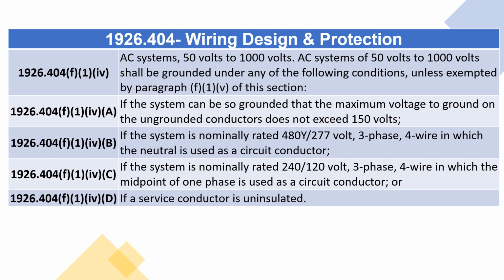1926.404(f)(1)(iv) AC systems 50 volts to 1000 volts. AC systems of 50 volts to 1000 volts shall be grounded under any of the following conditions, unless exempted by paragraph (f)(1)(v) of this section. 1926.404(f)(1)(iv)(A) through (D): If the system can be so grounded that the maximum voltage to ground on the ungrounded conductors does not exceed 150 volts; if the system is nominally rated 480Y/277 volt, 3-phase, 4-wire in which the neutral is used as a circuit conductor; if the system is nominally rated 240/120 volt, 3-phase, 4-wire in which the midpoint of one phase is used as a circuit conductor; or if a service conductor is uninsulated.